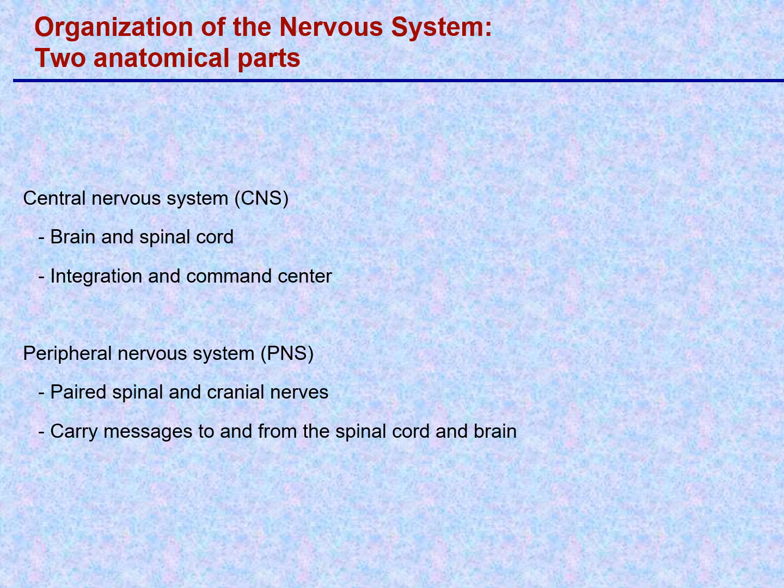Nerves are bundles of these extensions coming from nerve cells, and they can either originate at the spine or in the brain. Those are the cranial nerves in the brain, or the spinal nerves coming off of the spine, carrying messages to and from the spinal cord and the brain. Sensory information going in, motor output going out.